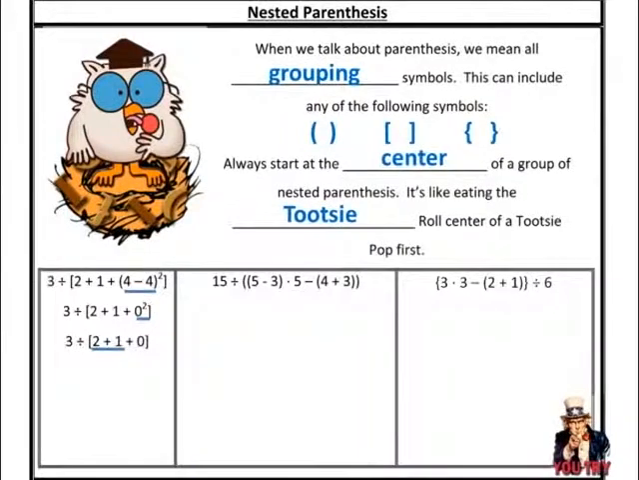So let's try the first one. 3 divided by bracket 2 plus 1 plus parentheses 4 minus 4 squared bracket. So inside those brackets, there's a set of parentheses. Now again, we discussed on the last page, we start with the order of operations every time we enter a set of grouping symbols. So in this case, it's logical that if we ignore the 3 divided by, if we ignore everything outside of those brackets, the parentheses inside the brackets is where we need to start.